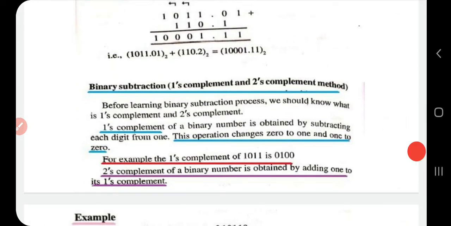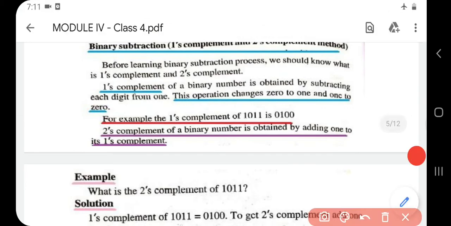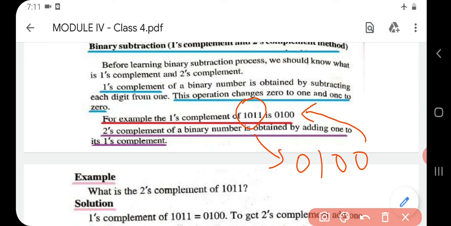Next is binary subtraction using ones complement and twos complement method. Before studying that, you have to understand how you find ones complement and how you find twos complement. Now, suppose that you are given a number like this, 1011. You are asked to find the ones complement. What will you do? All the 1s will get converted to 0 and all the 0s will get converted to 1. That is the ones complement. So, what will be the ones complement of 1011? 1 becomes 0, 0 becomes 1, 1 becomes 0, 1 becomes 0. Okay, that is written here.